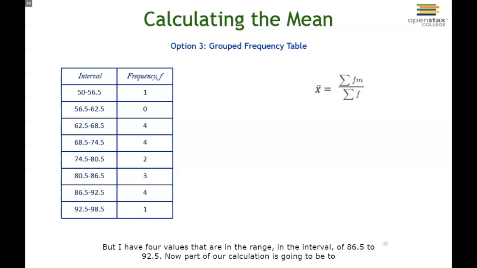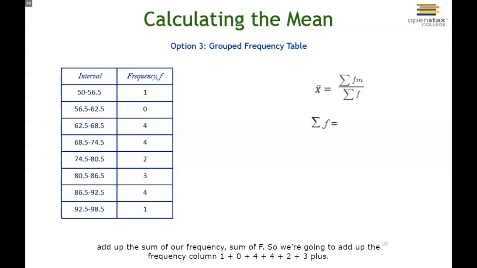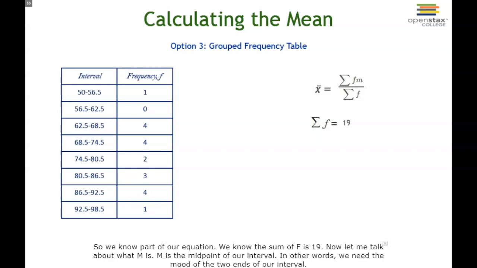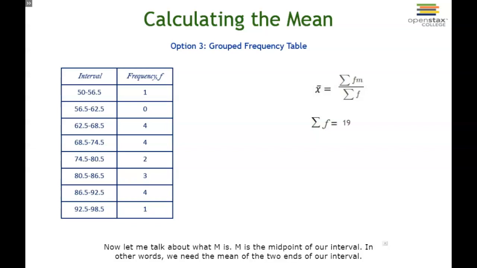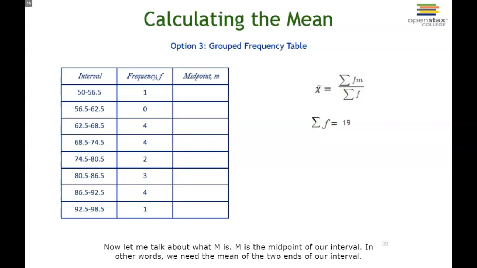Now, part of our calculation is going to be to add up the sum of our frequency, sum of f. So we're going to add up the frequency column. 1 plus 0 plus 4 plus 4 plus 2 plus 3 plus 4 plus 1 is 19. So we know part of our equation. We know the sum of f is 19. Now let me talk about what m is. m is the midpoint of our interval. In other words, we need the mean of the two ends of our interval.